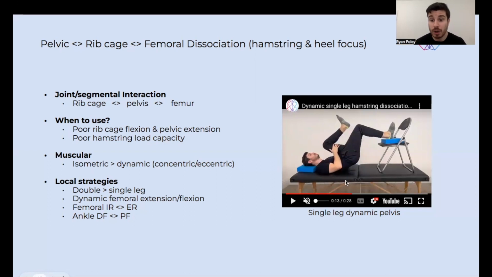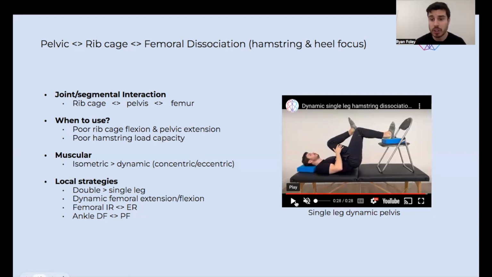We can work through it dynamically. So initially we can work through it isometrically, where the pelvis is just barely hovered from the table 2 or 3 inches, but then we can work through it dynamically. So you're seeing a single leg dynamic strategy here, where we're trying to maintain that dissociation between the rib cage and pelvis and get that concentric and eccentric behavior through the hamstring, particularly through the proximal hamstring here.